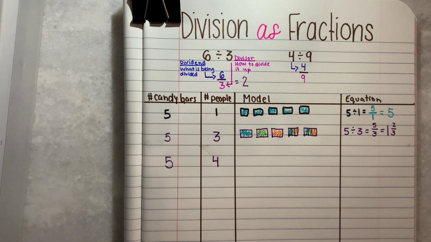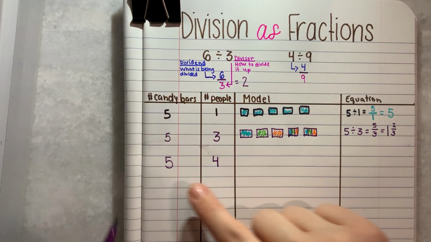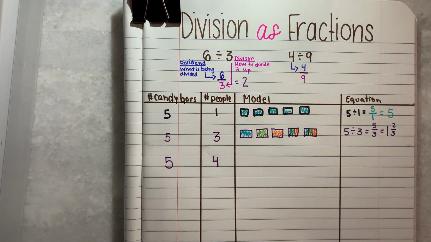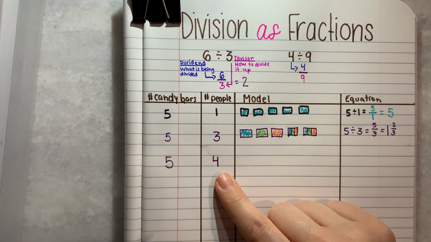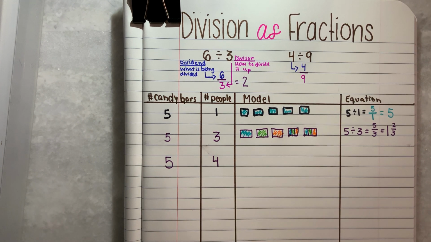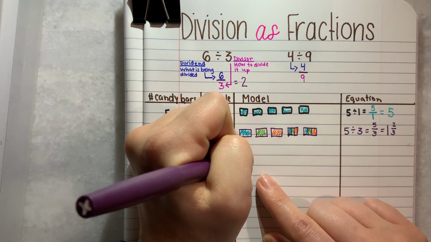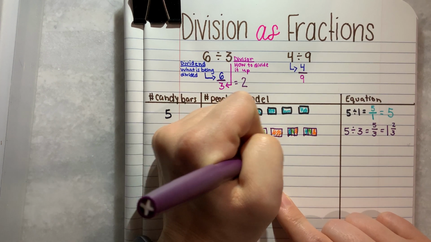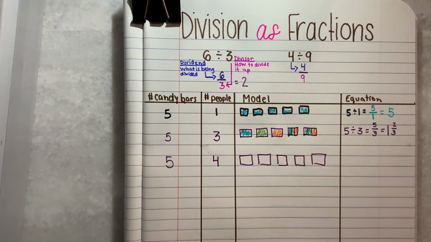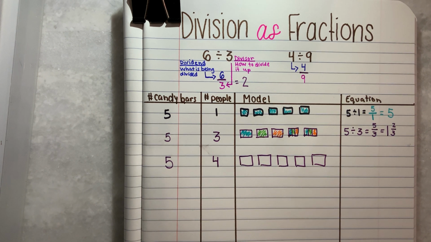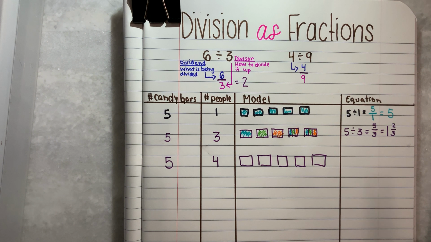people. Okay, so in this case, if we wanted to share that between 4 people, go ahead and draw your model. What would that look like? All right. So there's our model, and we want to share this now between 4 people.